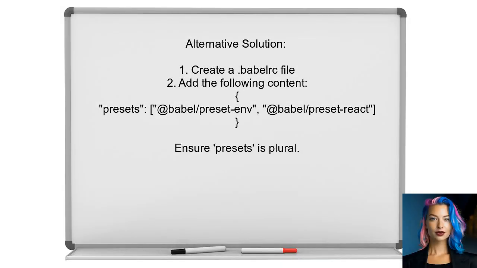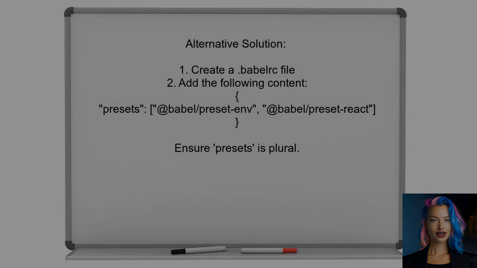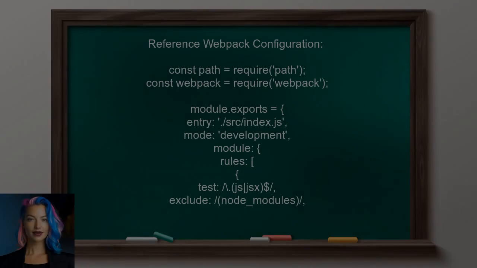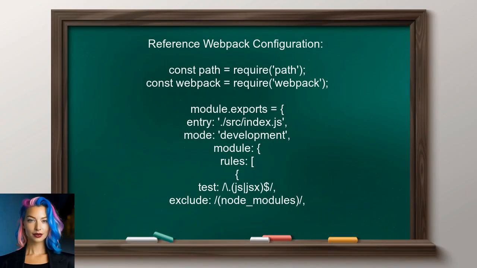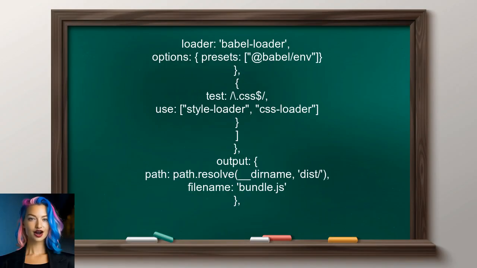An alternative solution suggests adding a .babelrc file in your root folder. This file should include the presets for Babel, specifically @babel/preset-env and @babel/preset-react. It's important to note that it should be presets with an S, not preset. Additionally, the user provides a sample webpack.config.js file for reference.